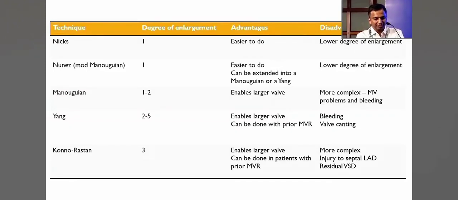And coming to the last procedure, the Konno-Rastan, the degree of enlargement is something in between, around 3 valve sizes, but it's a much more complex procedure. There can be injury to the septal LAD, and you can have a residual VSD. But this procedure can also be done in a patient with a prior mitral valve replacement.